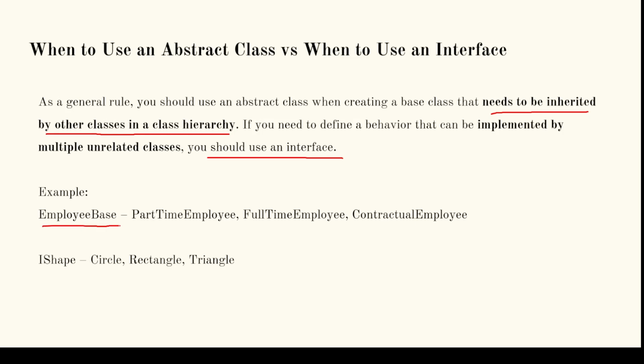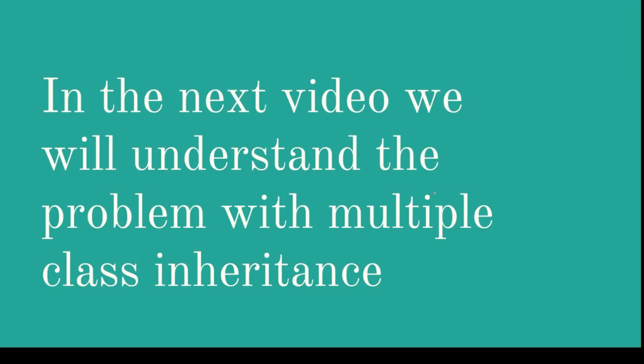But suppose you have classes like circle, rectangle, and triangle, and let's take the example of an area method. The area calculation of a circle will have a different implementation. For a rectangle we have a different implementation, and for a triangle we will have a different implementation. So for this kind of scenario we can go with an interface. That's it for this video, guys. In the next video, we will understand the problem with multiple inheritance in C#.